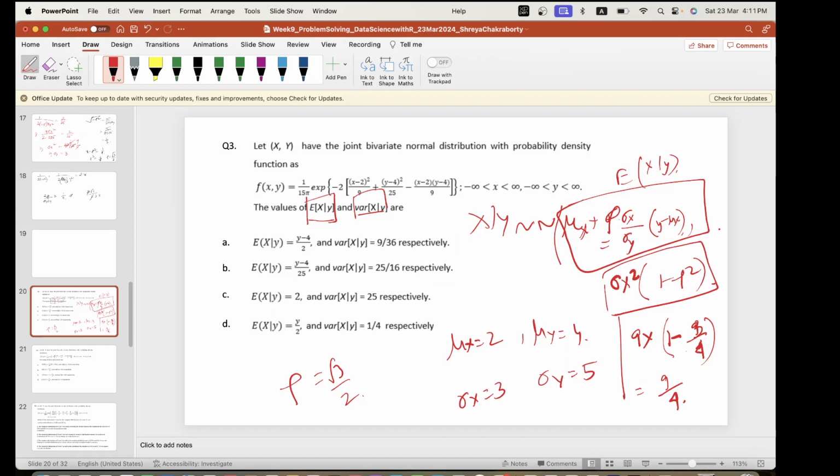Whatever is given, that sigma will come in the denominator, and that will come here as the given thing minus mu of the given thing. And whatever we want, that sigma square will come in the numerator of the variance. Just note this pattern and you're good to go.